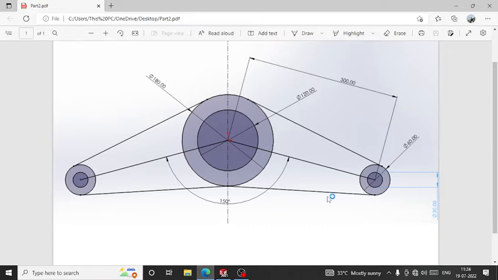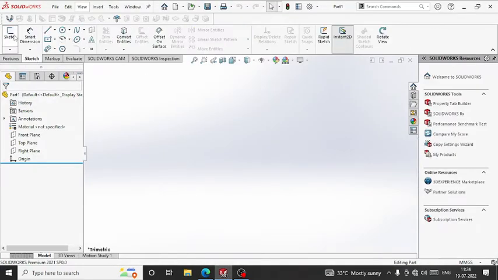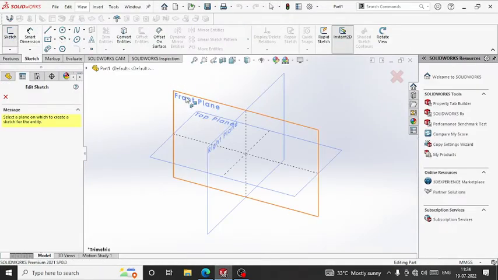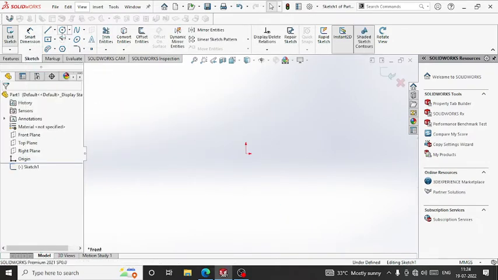Today I am going to show you how to draw this geometrical figure. Okay, let's draw. Sketch, front plane. Okay.